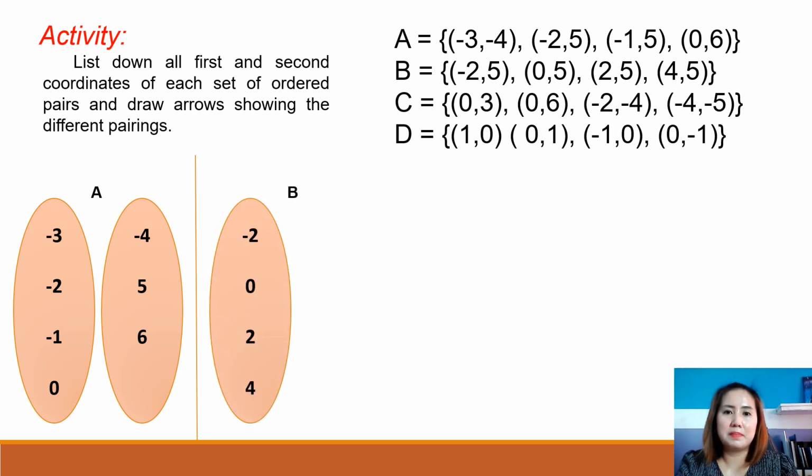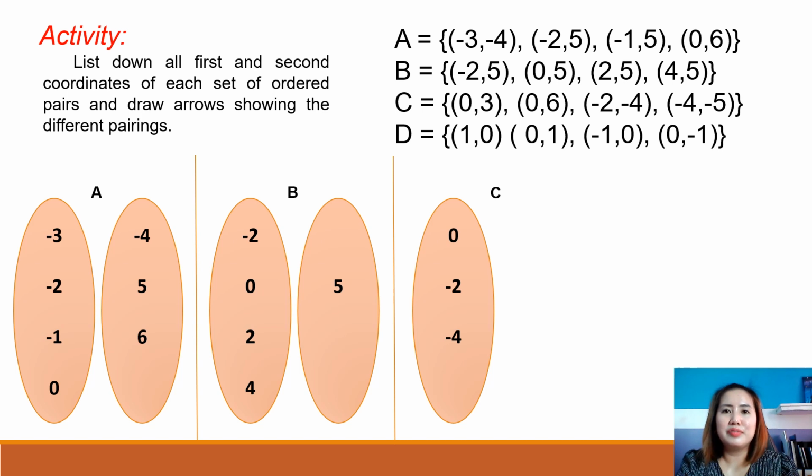Now, let's proceed to set B. The first coordinates of set B are negative 2, 0, 2, and 4. And for the second coordinates under set B, if you will notice, all the second coordinates represent the value of 5. So we are going to write it down in the diagram once. And for set C, we have the first coordinates 0, negative 2, and negative 4. In set C, we have 0 used twice, but we are going to write it down in the diagram once.